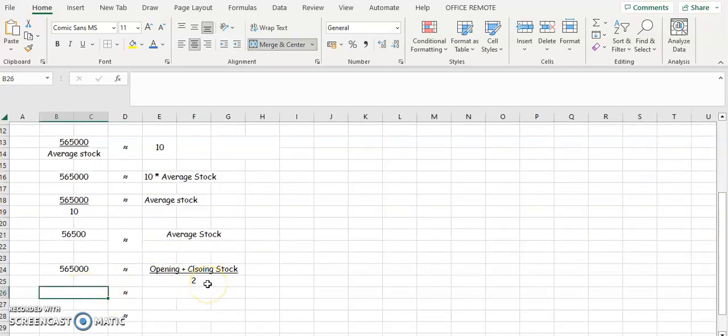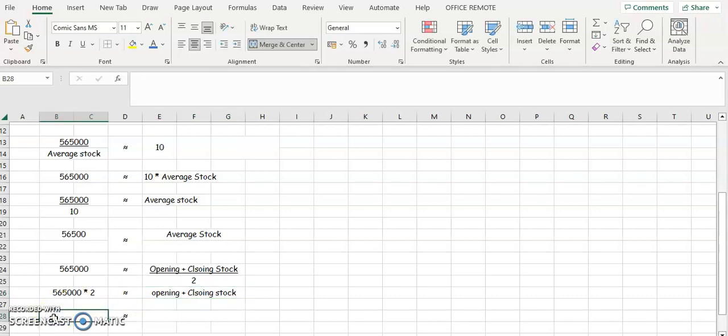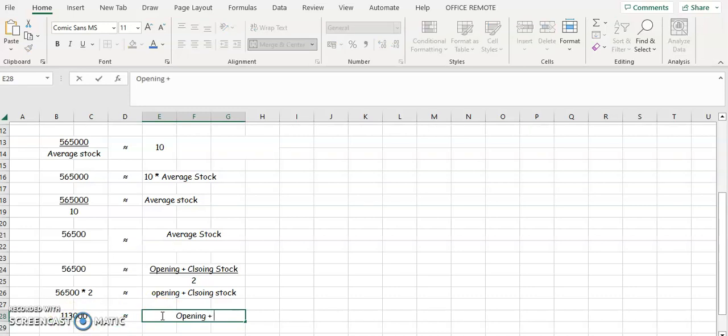So 56,500, multiply that by 2. Remember, it's division on one side, it's multiplication on the other, because we're bringing it over the equals. So 56,500 multiplied by 2. So 113,000 is equal to opening plus closing stock.